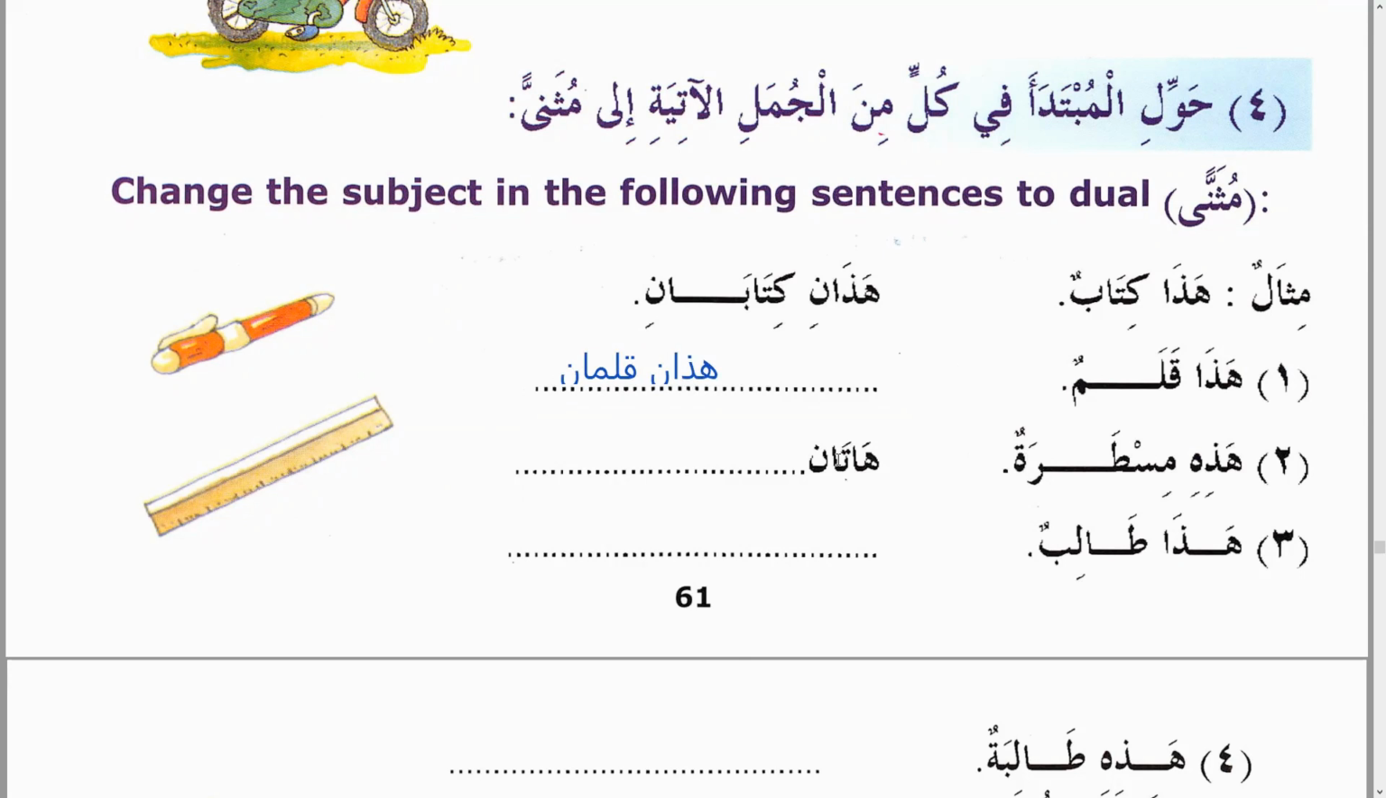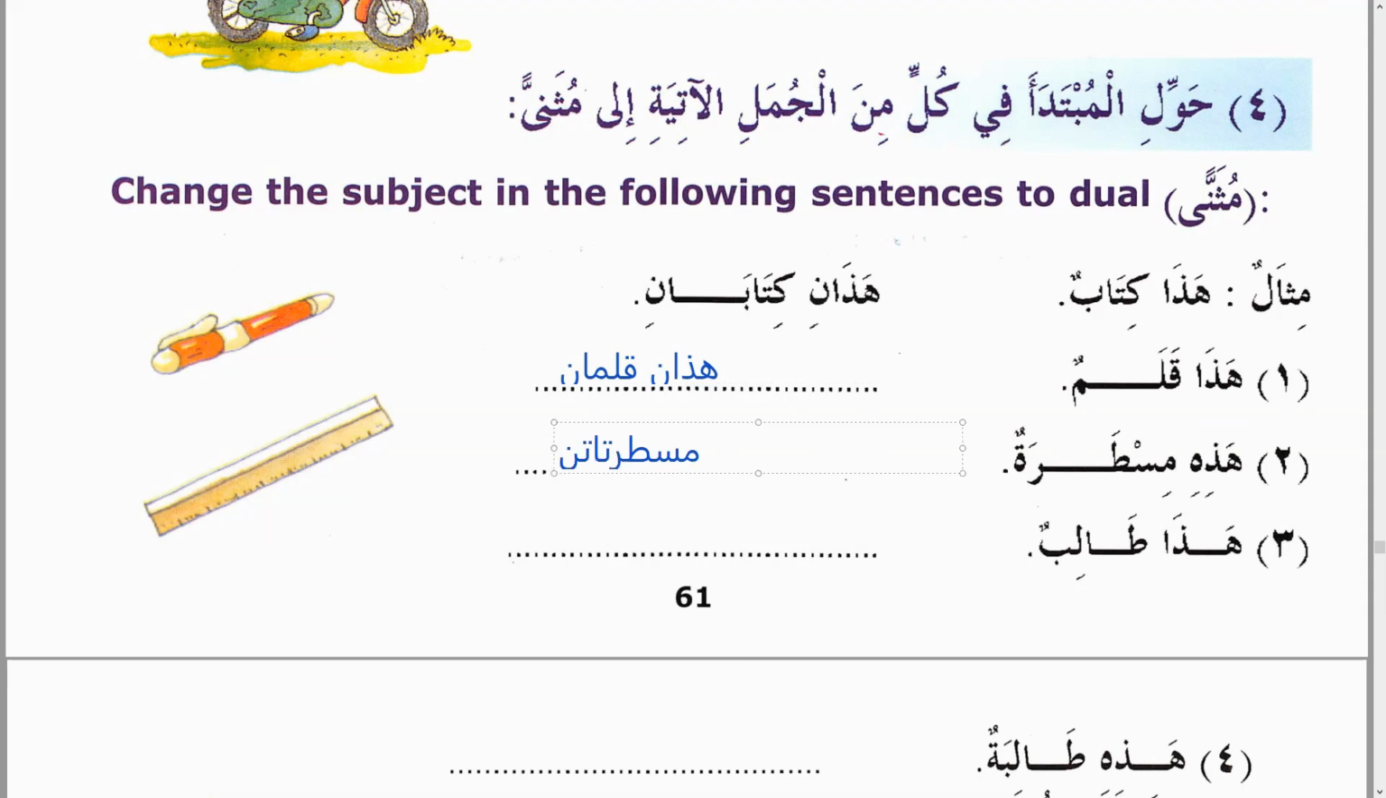Hadihi mistaratun. And the dual of Hadihi is Hatani. So Hada, Hadani, Haulai. Hadihi, Hatani, Haulai. Haulai is same for both masculine and feminine plurals. So this is Hadihi Mistaratun, Hatani. So Hadihi becomes Hatani. Mistaratani.